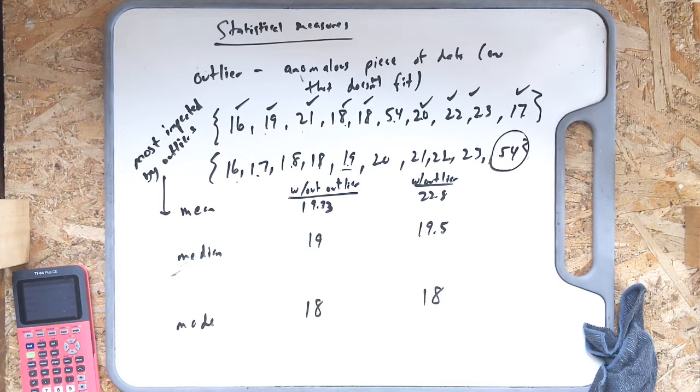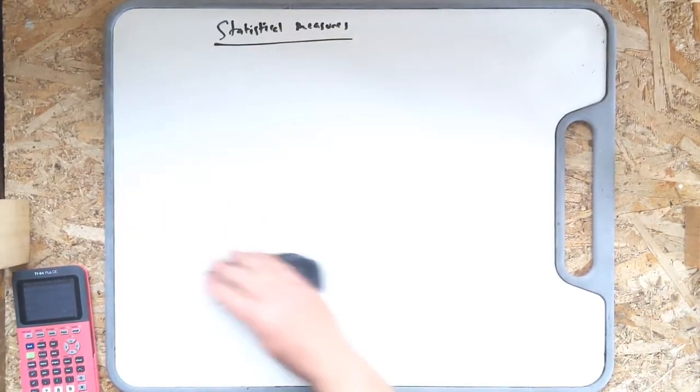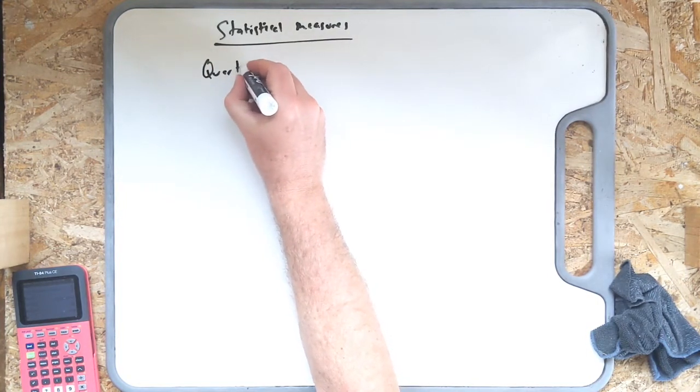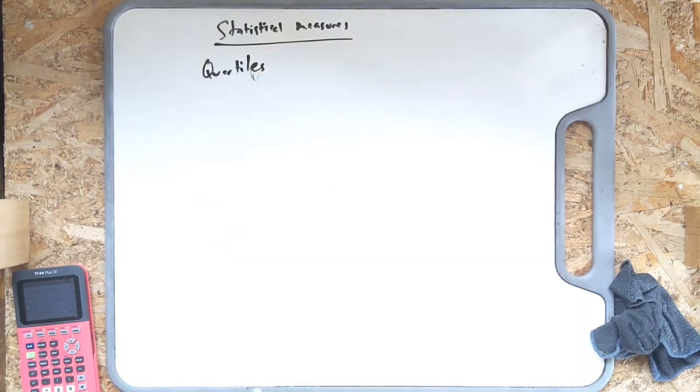Okay, that's central tendency. Again, mean, median, mode, and outliers and the effect on those. We're now going to do another statistical measure, which is quartiles. And then we're going to use the quartiles for something else, which is to make what are called box and whisker charts, which are frequently used in the SAT. You may have seen these before as well.